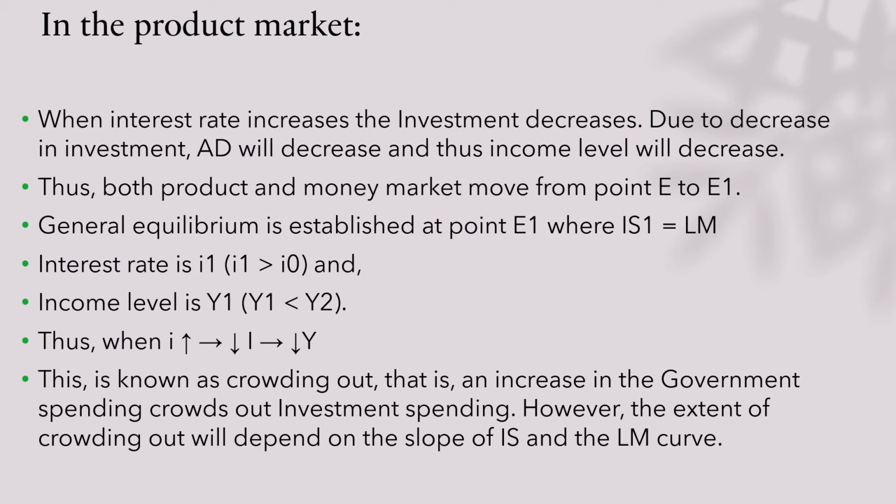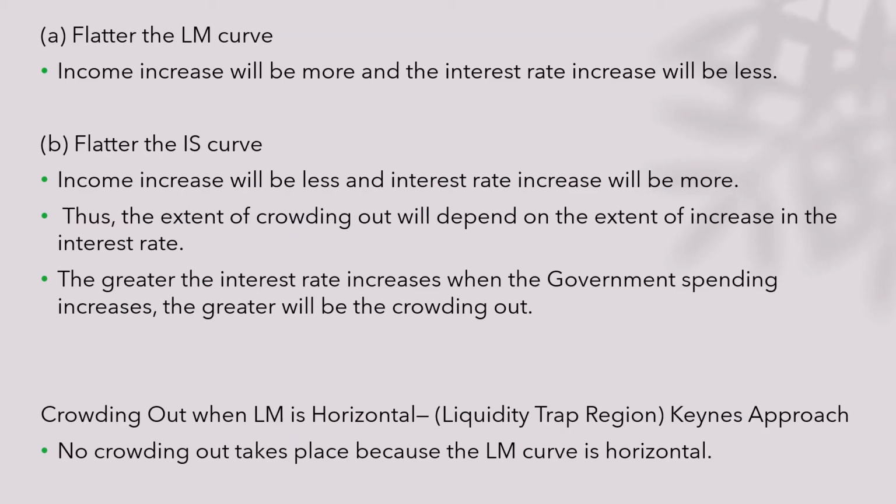However, we have to understand that the extent of crowding out would depend upon the slope of the IS curve as well as the LM curve. If the LM curve is flatter, income increases will be more and interest rate will increase less. If the IS curve is flatter, we have seen what will happen if the LM curve is flatter. If the LM curve is flatter, then the income increase will be more and the interest rate increase will be less.